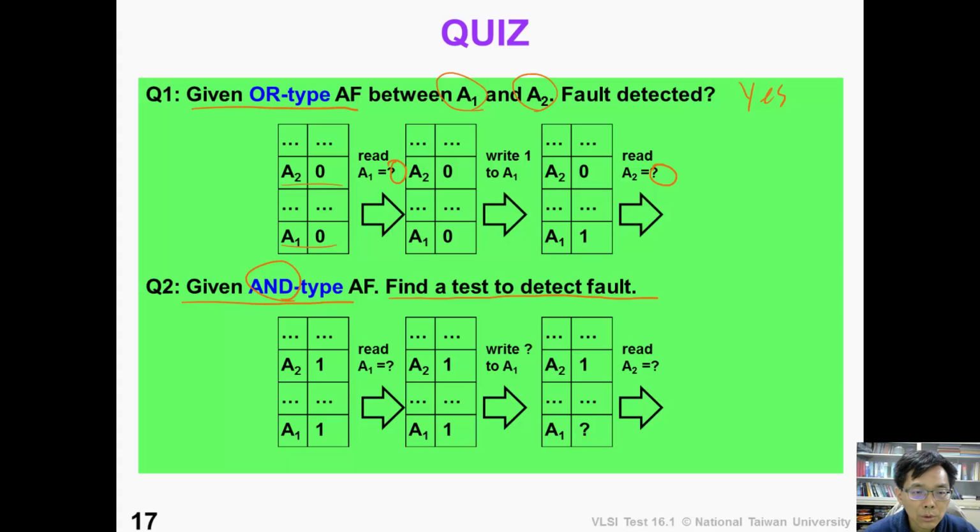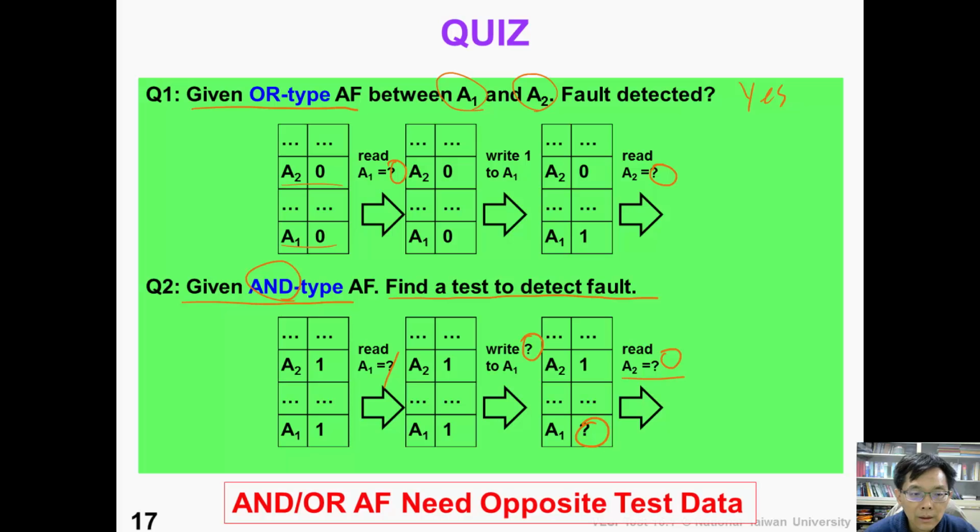Now for question number 2, initially A1 and A2 are both 1. When we read A1, the value should be 1. And then we write a 0 to A1. And this way, when we read A2, we would get a faulty value 0. In this way, we can detect the fault.